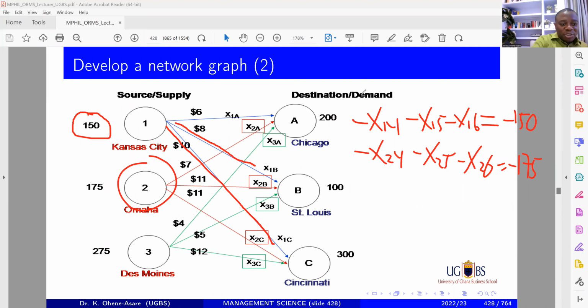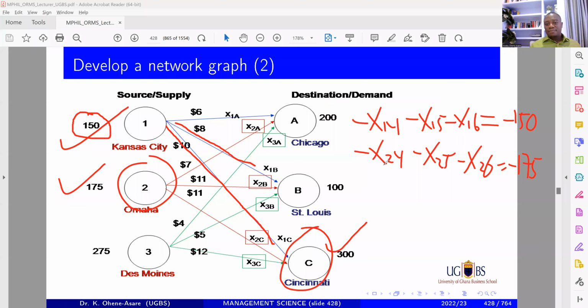Now, I'm assuming that we have done this. Let's ignore this one. Who can give me the last constraint here? This one is on the demand side, not the supply, but demand. The last constraint here, number 6. Who can give me that one? Who can give me that last constraint? Remember that one is a demand node, not a supply node. A demand node. Foster, let me see whether you can do something.